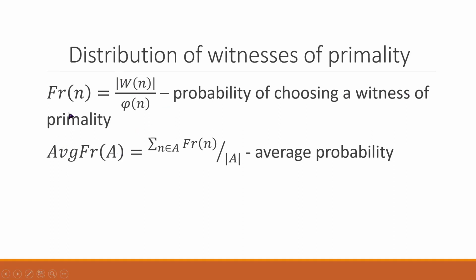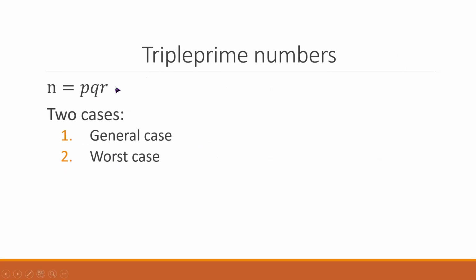And also, we compute the average probability on some set A, in which work we use the set A ranging from 1 to some upper bound x. In this work we focus on triple prime numbers, which are the multiplication of 3 different prime numbers, and we focus on 2 cases. The first one was the general case, all triple prime numbers from the range, and the second one is the worst case, with some additional conditions which give us the largest value of the number of witnesses.